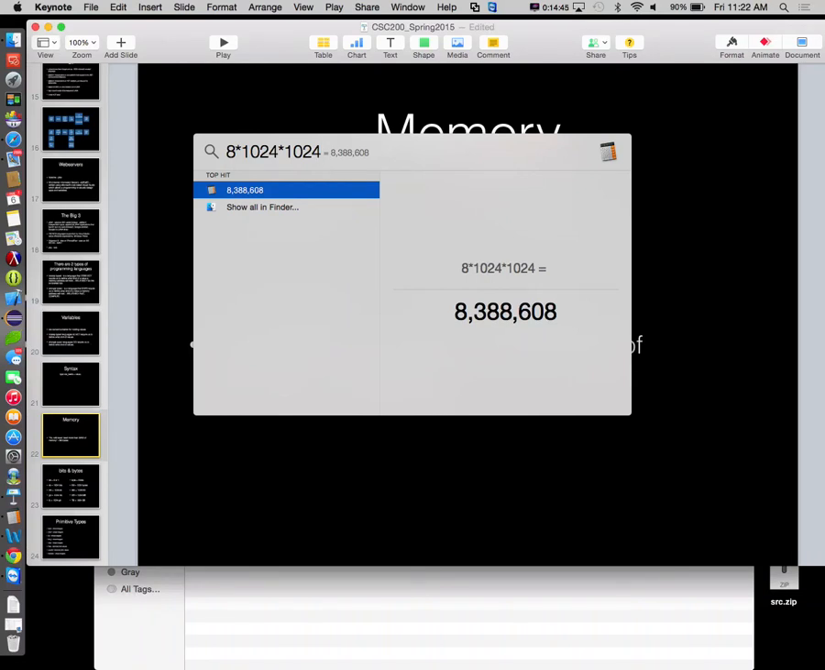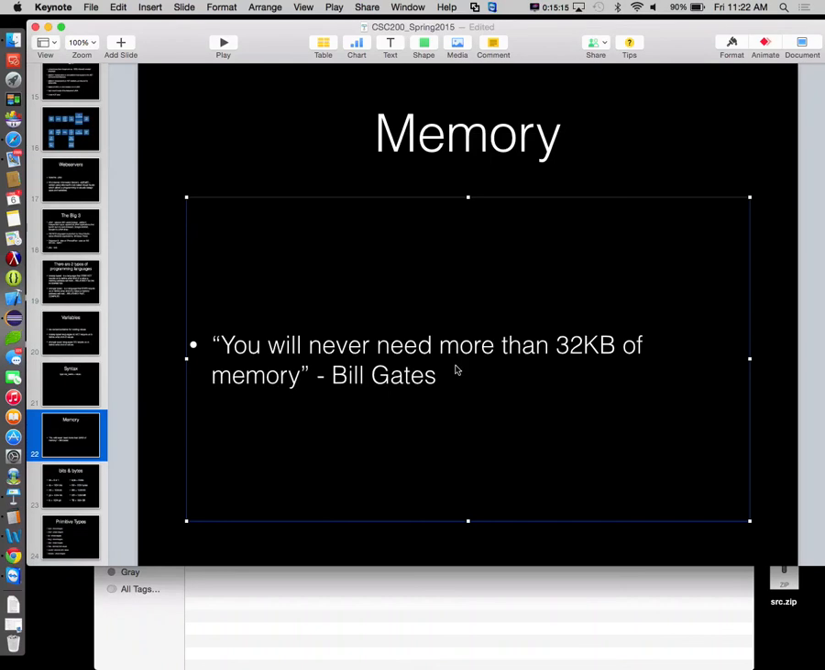So we have 8,388,608 kilobytes of RAM today. So let's divide that by 32. So we have 262,144 times the amount of memory that Bill Gates told us we would ever need. He was off by a little. Make sense? Couple 100,000 times off, no biggie. No biggie, right? Okay, so he made this quote in a much different time.